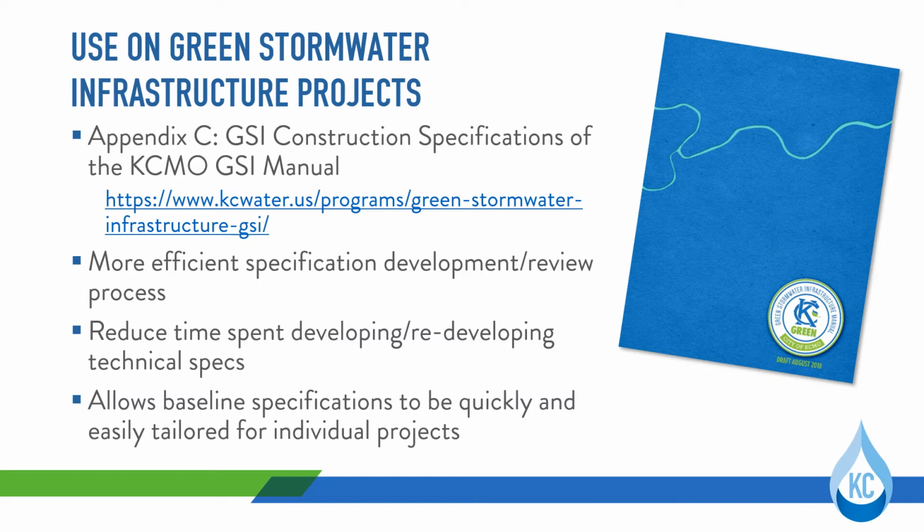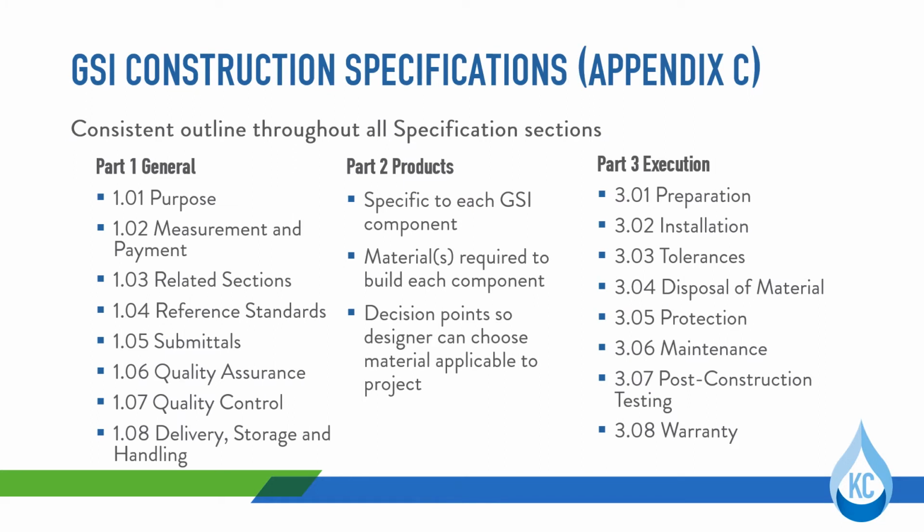The SPECSINTACT software is set up to facilitate use of a standard baseline that every project starts from, with guided prompts for project-specific tailoring. Green Stormwater Infrastructure specifications have been developed inside this software for use on city projects. To keep some consistency across each section, a common outline is used on each Green Stormwater Infrastructure specification.